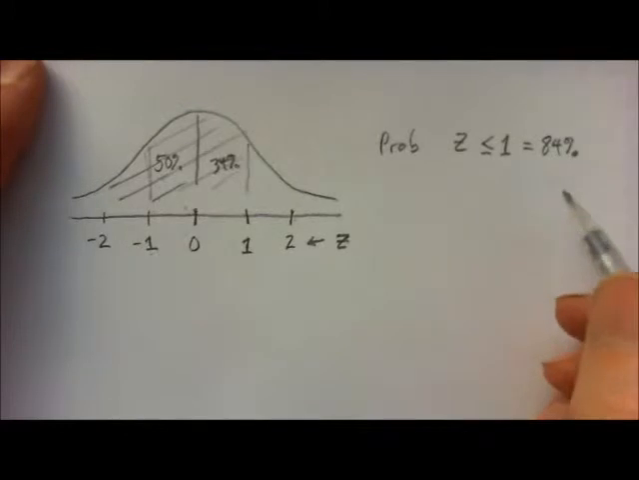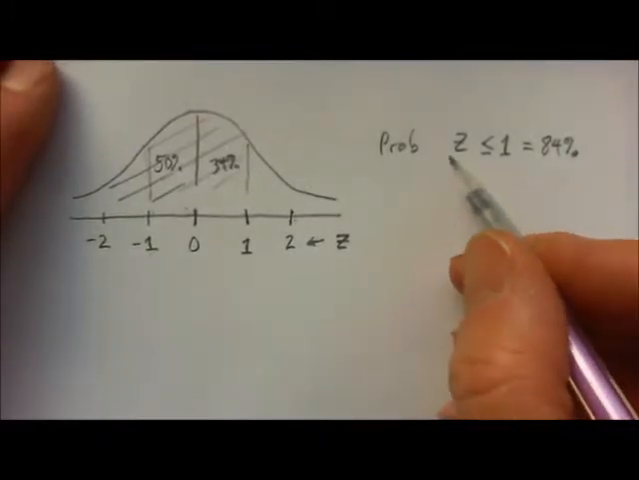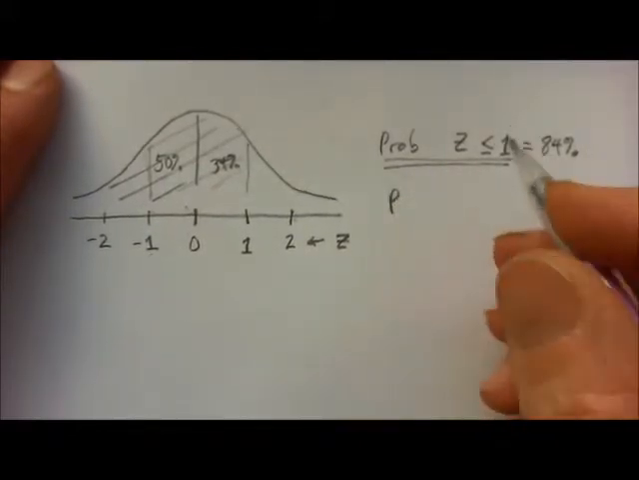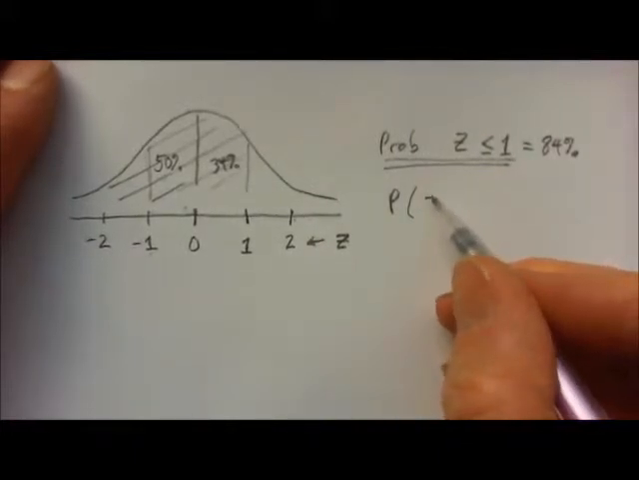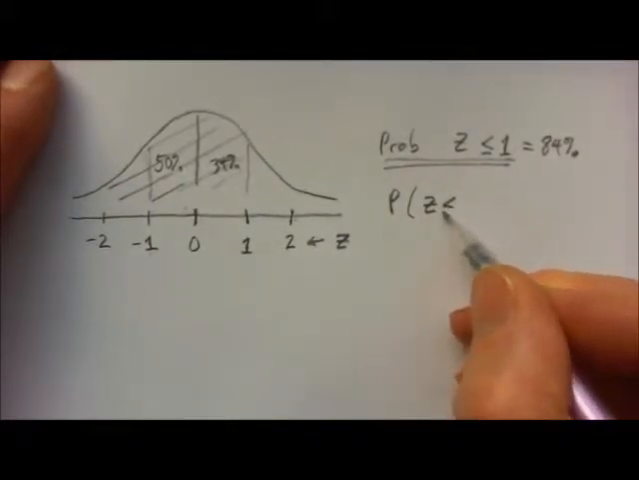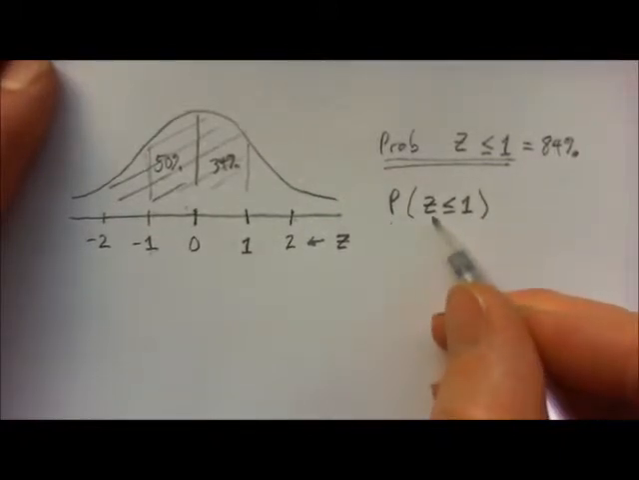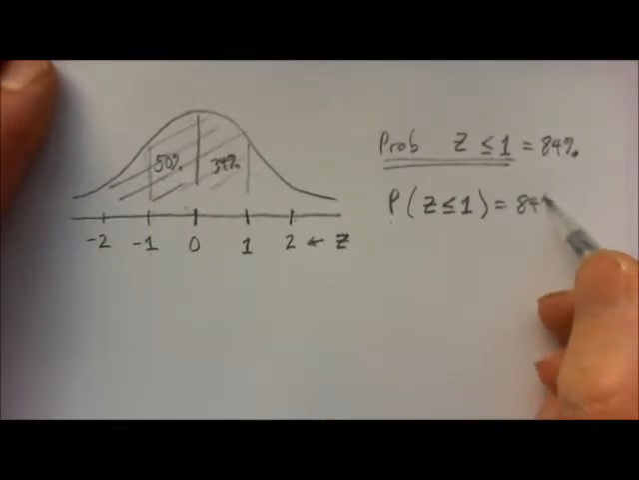Now, it's going to be handy for doing this kind of thing to develop a little bit of shorthand for writing this. So this part right here we'll write a little bit differently. We'll say capital P for probability, and then in parentheses we'll put our condition on z. So we have P(z ≤ 1). So this says the probability that z is less than or equal to 1 is 84%.